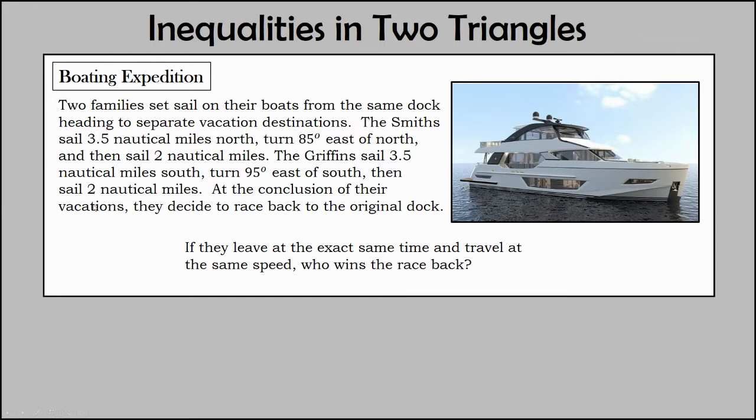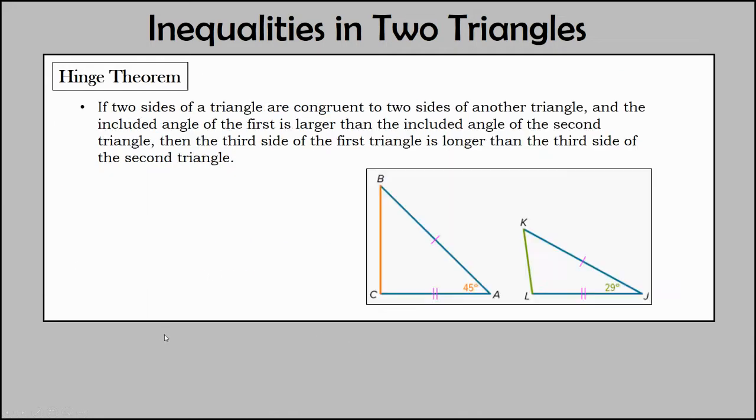At the conclusion of their vacations, they decide to race back to the original dock. So if they leave at the exact same time and travel at the same speed, who wins the race back? The Smiths or the Griffins? Okay. Using inequalities between two triangles, we can answer this question accurately. Okay, let's get back to that in a second.